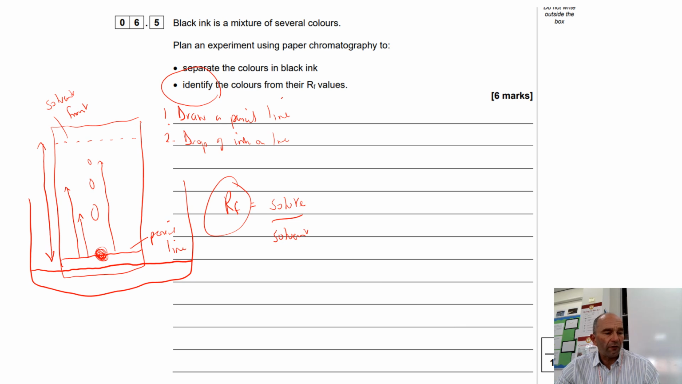Now, to get the full marks on this one, the 5 or 6 marks, you need to make sure that your method is complete and you would be able to calculate the RF values and identify the different colours from those values. So you need to include the calculation part of this, not just how you separate the different ink.